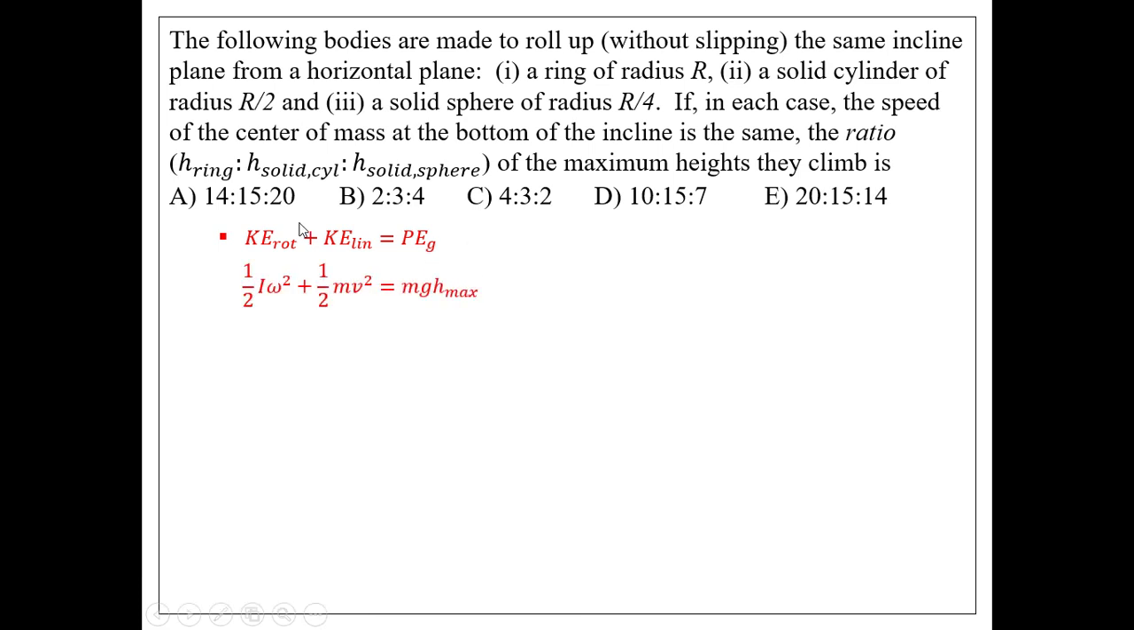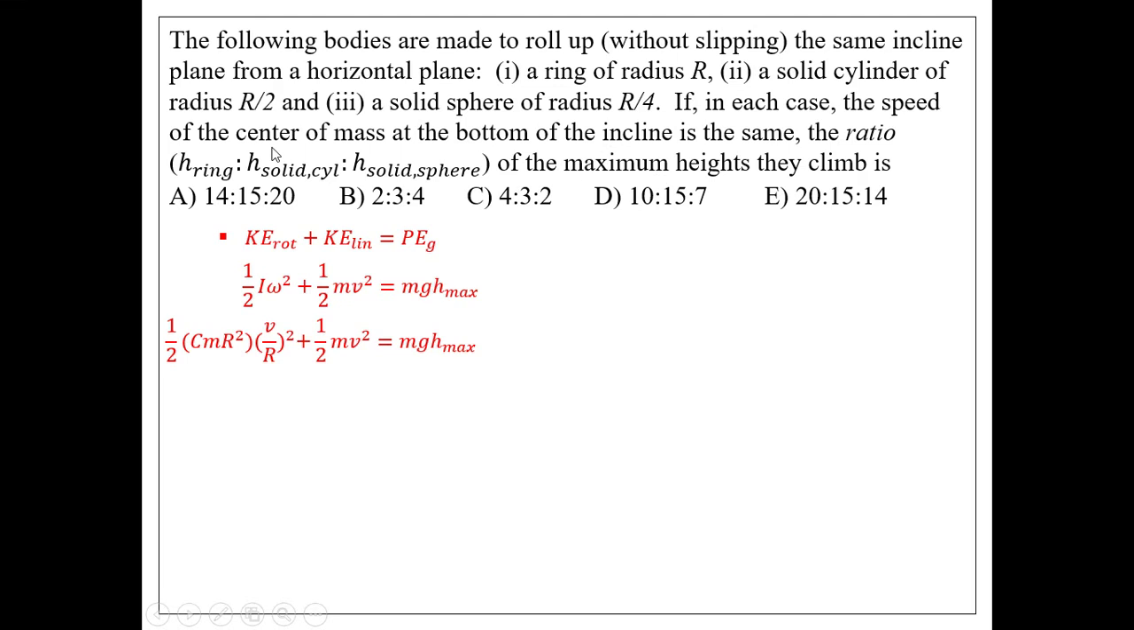So I'm just gonna expand these two functions. KE rot is 1/2 I omega squared. The KE linear is 1/2 m v squared, and then I'm just gonna break up PE here into mgh. But here in my subscript, I just have max because, again, it's asking for us to compare the maximum height that they climb. All right.